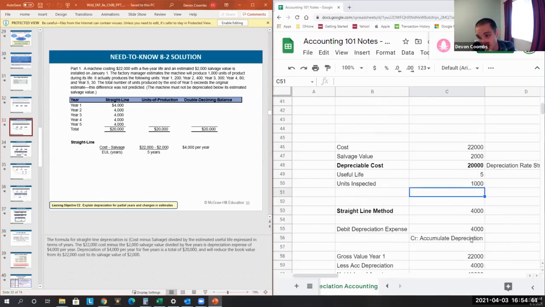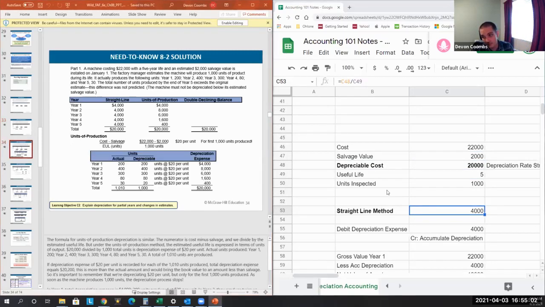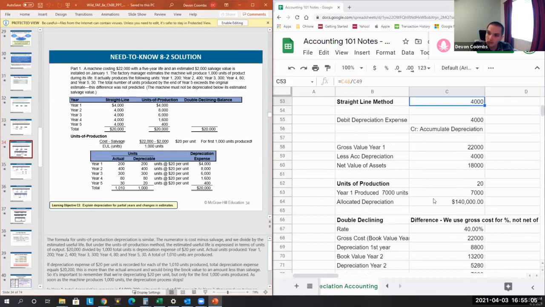So straight line, if it's at the beginning of the year, it's just $4,000 a year. Right, easy. How do we get the $4,000 a year? So 22,000 minus 2,000 equals our depreciable cost of 20,000 divided by 5 is our 4,000. Units of production method, we're going to be doing $20 per unit. So 22,000, we get the 20,000 depreciable cost divided by 1,000 units. And so if our year one production is 200, then we have $4,000 of depreciation. And so you just take this 20 times all of the different years and you'll get your depreciation expense for that year.